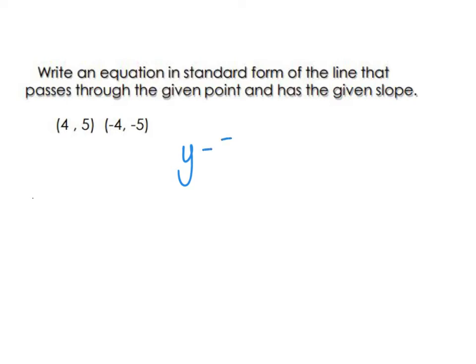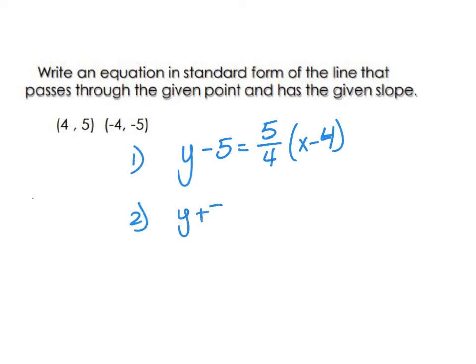Y minus 5 equals, and the slope in this case was 5/4. And then x minus, oops, that should be a 4, is one of the equations. That's using the first point. The second one would be y plus 5 equals 5/4 times x plus 4. So they're very similar, just using the different ordered pairs here.